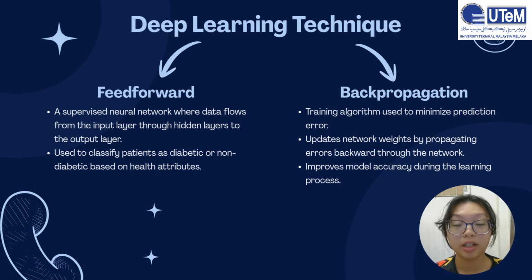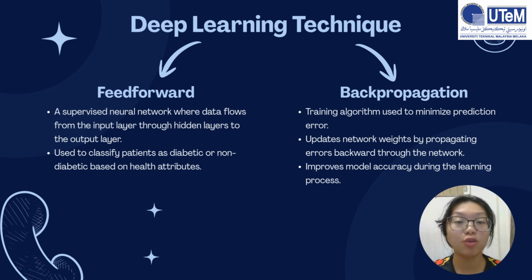So in this system, we are using two deep learning techniques, which are feed forward and backpropagation. The feed forward here is actually a supervised neural network where data flows from the input layer through hidden layers into the output layer. It's usually used to classify the patients, whether they are diabetic or non-diabetic, which are the ones and the zeros, based on the health attributes within the CSV file.